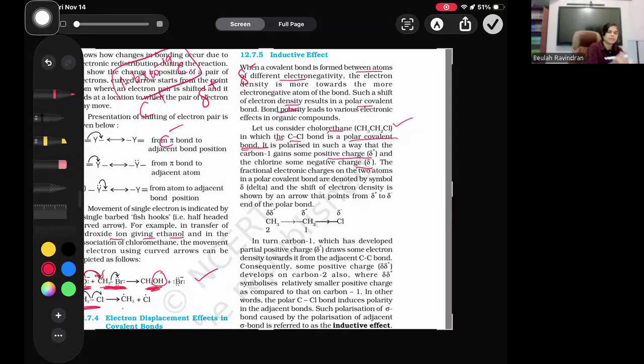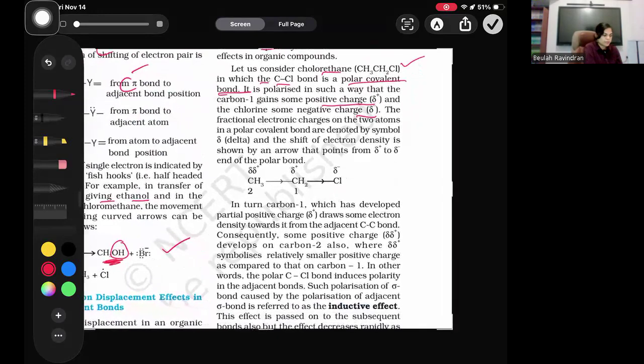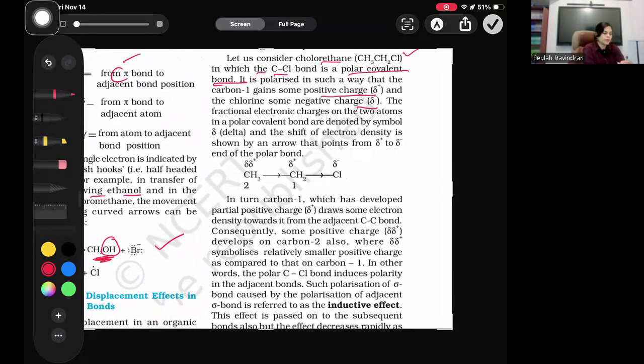Delta minus means a fraction of charge is donated. That means the electron is donated to the neighboring atom. So we usually call this kind of polar covalent bond a polarized bond. Okay, so C to Cl is a polarized bond. We usually call this process polarization. So carbon 1, where is carbon 1? Here you can see, here you can demonstrate this. CH3, CH2, Cl. Right. CH2, CH3.